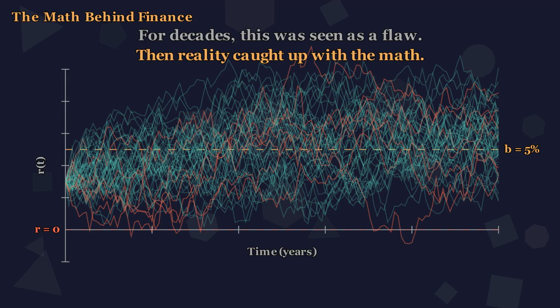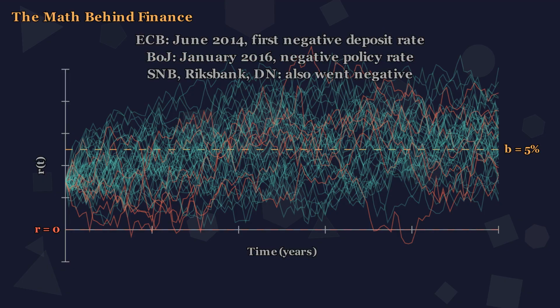For decades, this was considered a fatal flaw of the model. Then reality caught up with the math. In June 2014, the European Central Bank set its deposit rate below 0 for the first time. In January 2016, the Bank of Japan followed.